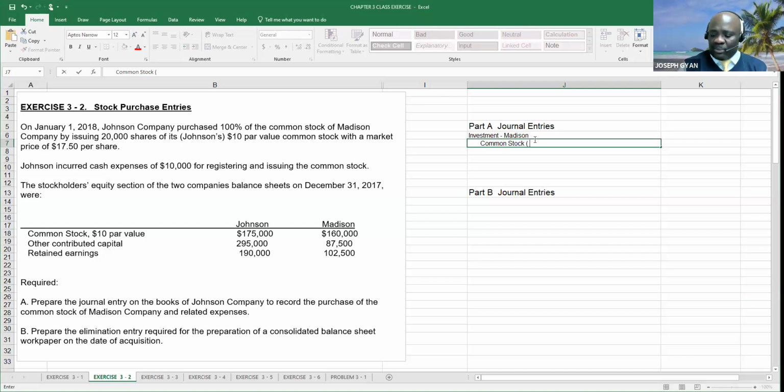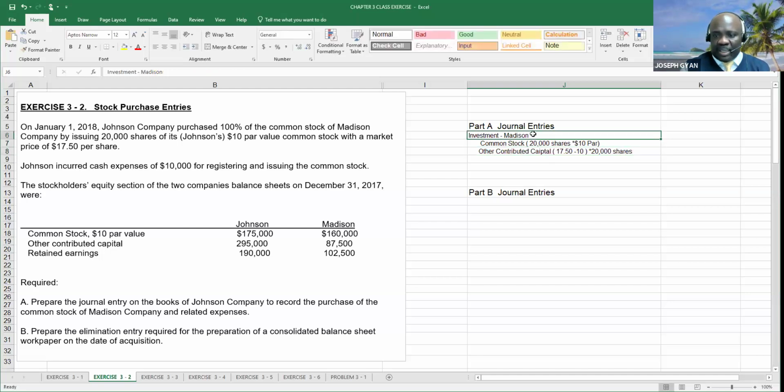So we are giving them 20,000 shares, right? 20,000 shares here, and the par value of our share is about $10 per share. So how much? Therefore, that's going to create the other contributed capital, because we are receiving more, which equals 17.5 minus the $10, multiplied by the 20,000 shares. So those with the calculator, please.